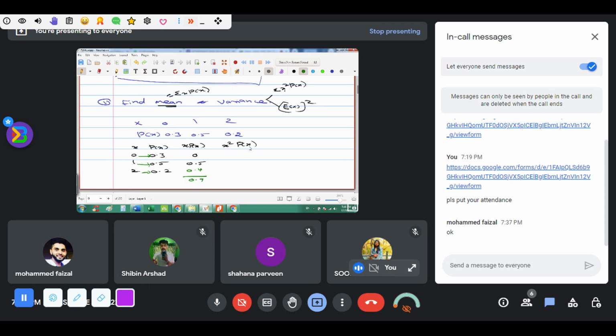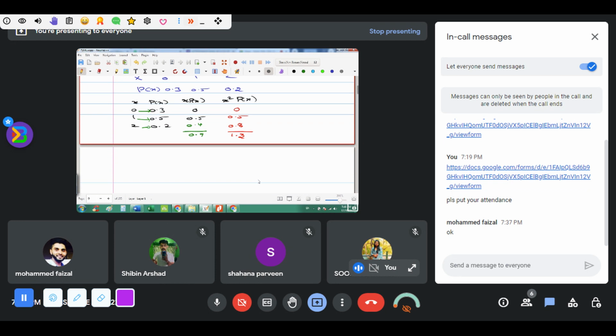Similarly, we can find the x squared P of x value. 0 into 0.3 is 0. 1 squared is 1, therefore 1 into 0.5 is 0.5. Next, 2 squared is 4 into 0.2, which is 0.8. What is the summation value? 0.5 plus 0.8 is 1.3. Yes, 1.3.